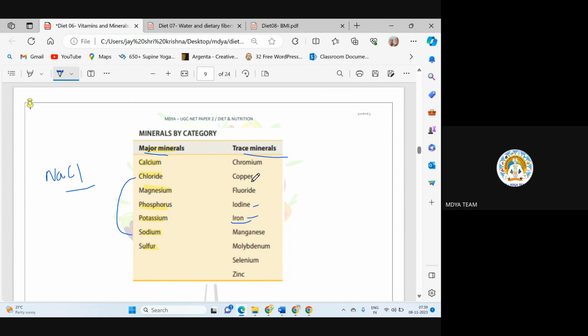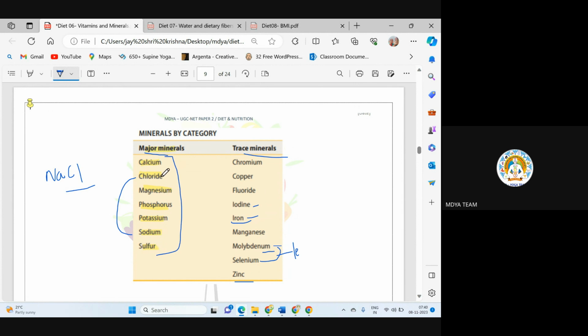Iodine, fluoride, copper, chromium, manganese, molybdenum is the least required. These two are the least required minerals. And zinc. So please try to remember this: calcium, chloride, magnesium, phosphorus, potassium, sodium, and sulfur. These are major minerals. Chromium, copper, fluoride, iodine, iron, manganese, molybdenum, selenium, and zinc. These are trace minerals.